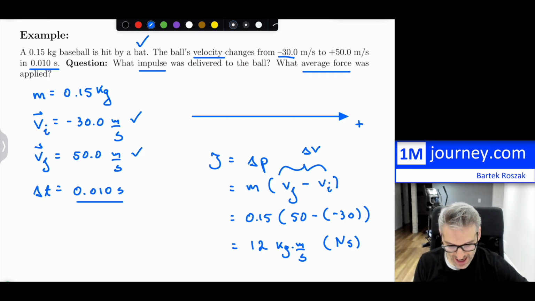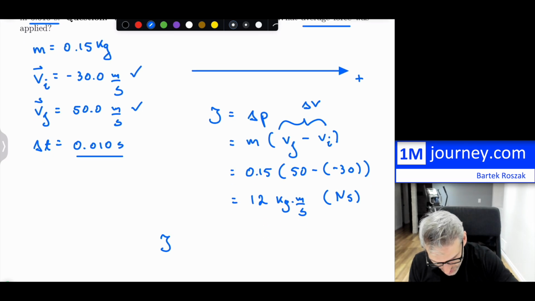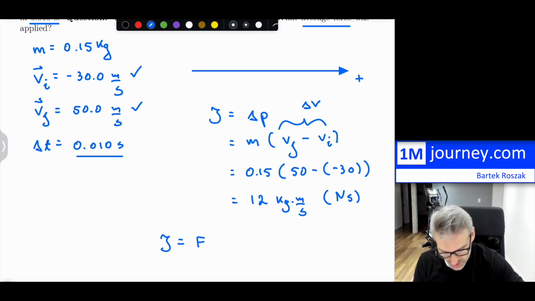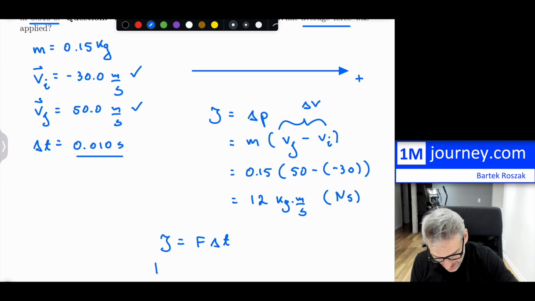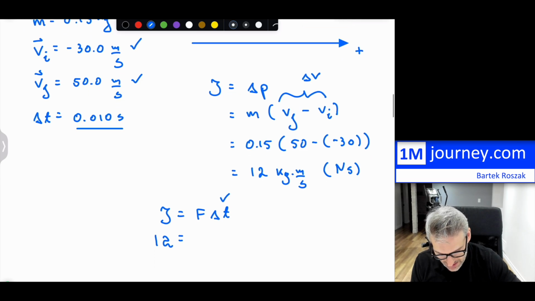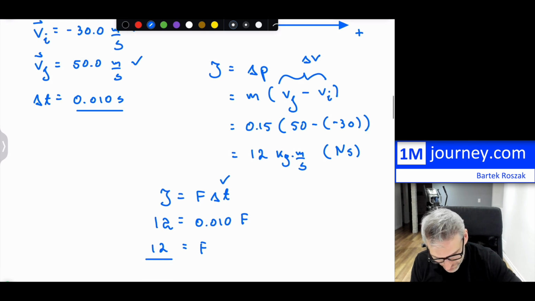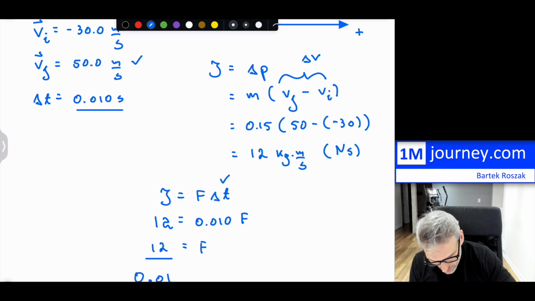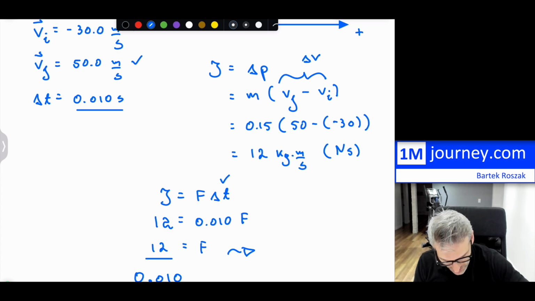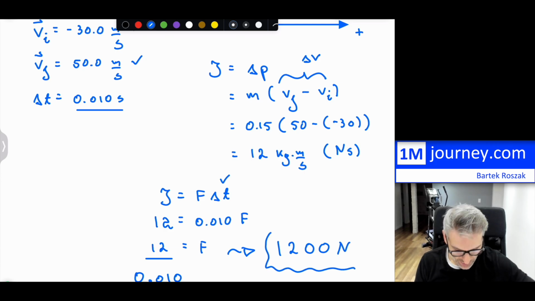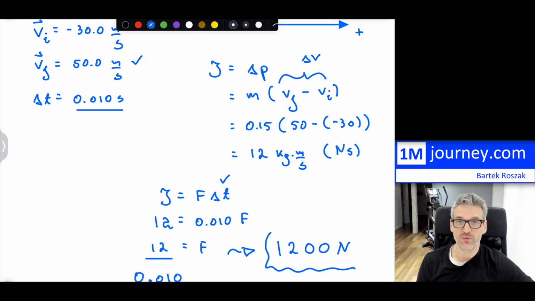And now if you want to know what the average force is, we know that J is equal to the force, the total amount of force, times delta t. Since I have this, 12, I also have the delta t. The only thing missing is F, which I can now calculate. This is relatively simple. So F is 12 divided by 0.010, and there you have it. That means this is going to be 1200 newtons. You can double check that on your calculators if you wish.